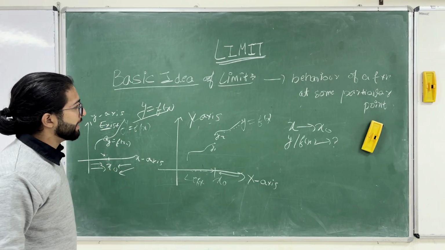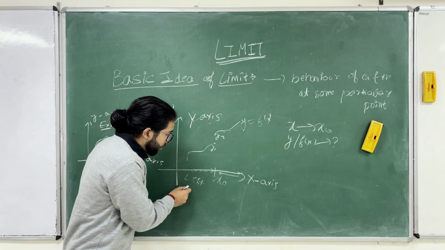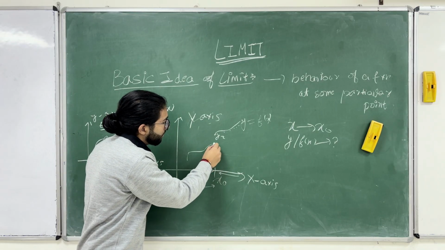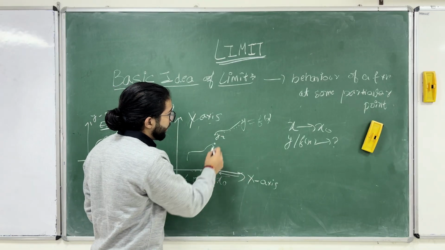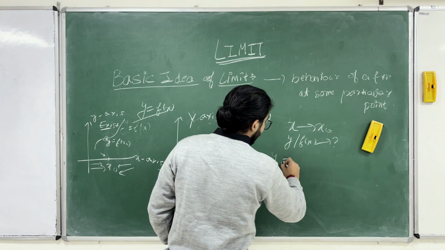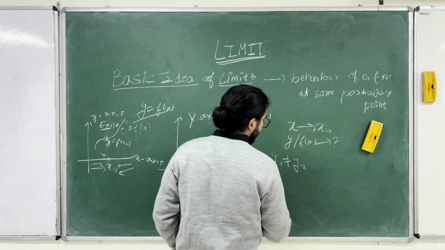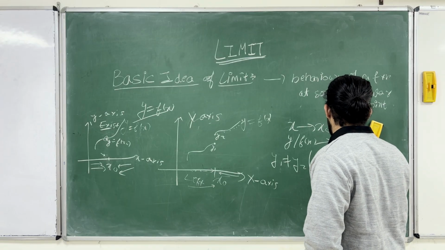Okay, but in the second case, what's the scenario there? If we are going from the left, we are going to y1. If we are going from the right, then we are going towards y2, and from the graph we can clearly see y1 is not equal to y2. So in that case we will say the limit does not exist. Okay.